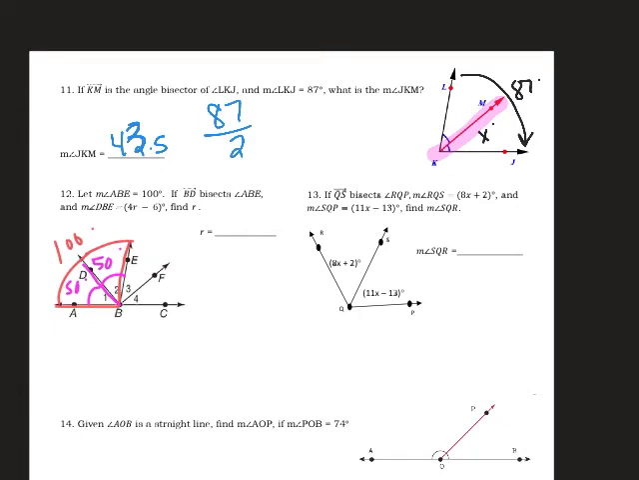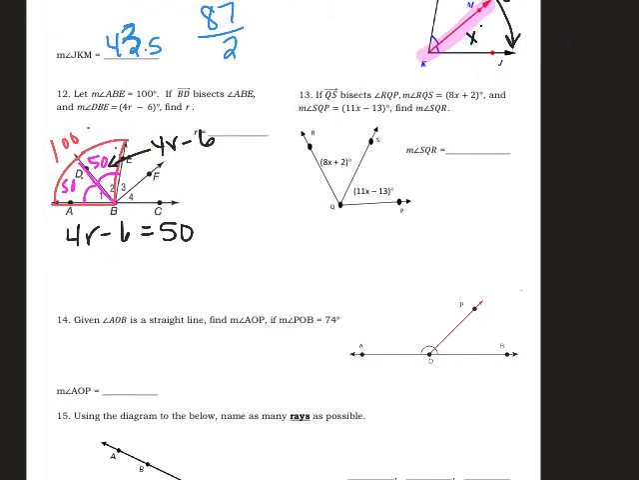So then it says, if BC bisects the angle and DBE is 4R minus 6, what is R? So 4R minus 6 represents DBE, which is this angle. But what did we just say that angle was equal to? 50. So that's what you said it equals. All right, so let's solve for R. What do I want to do with that equation? Add 6. Good. 4R equals 56. And what would be my last step? Divide by 4. And R is equal to 14.